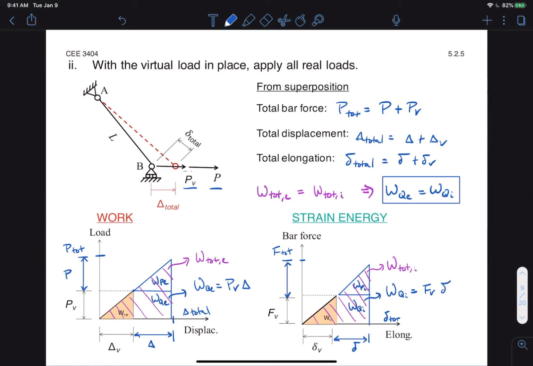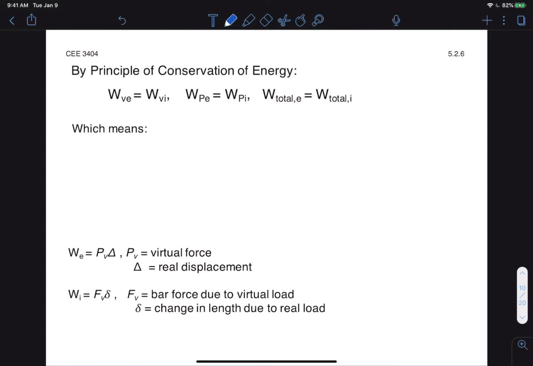This fact actually enables us to define the virtual forces that we want at the location and in the direction that we want in order to solve for the real displacements that we're interested in. So for any direction and displacement that we're interested in, we define a new virtual system with a virtual force at that location and in that direction. So we can generate as many equations as we want to solve for all the displacements that we want. And remember, that was a big limitation of the work energy method on its own. So in summary, we have, by conservation of energy, external virtual work equal to internal virtual work, external real work equal to internal real work, and total external work equal to total internal work.